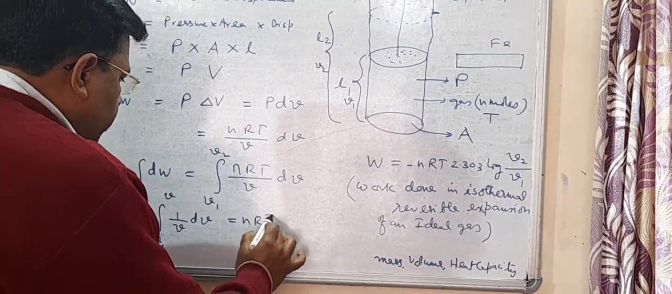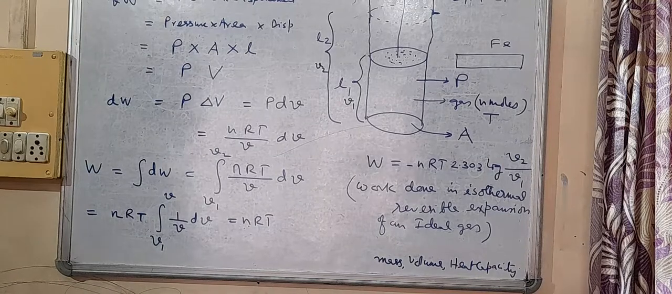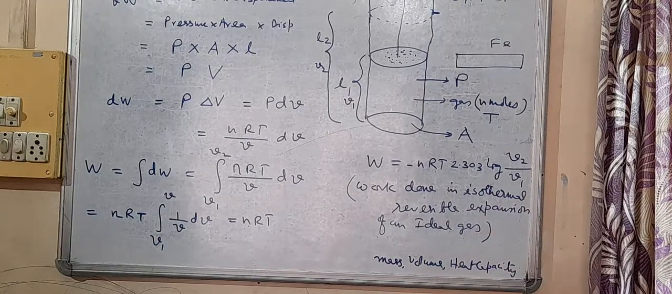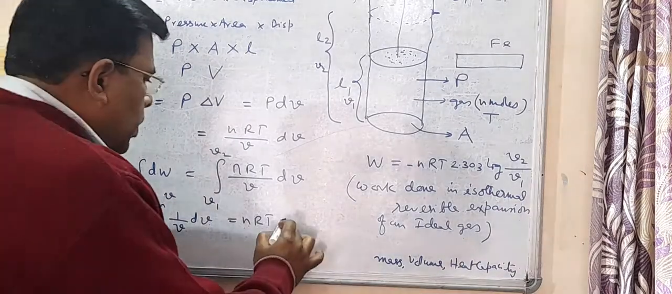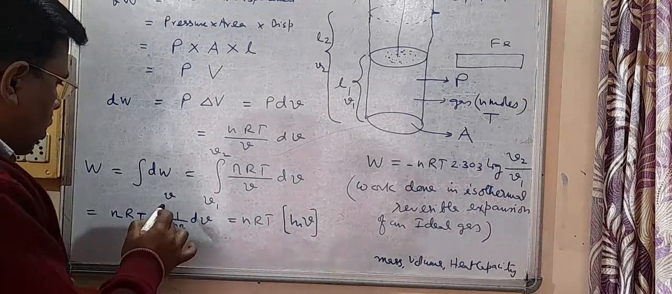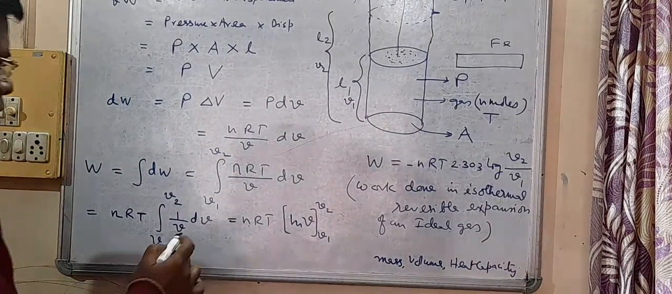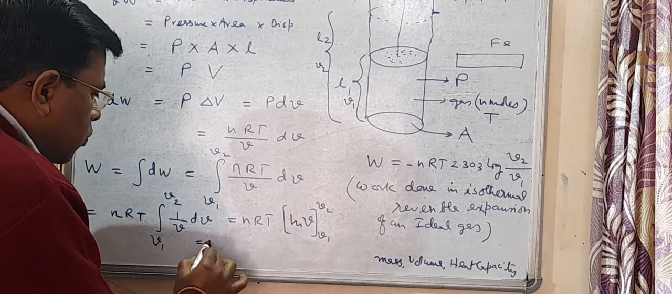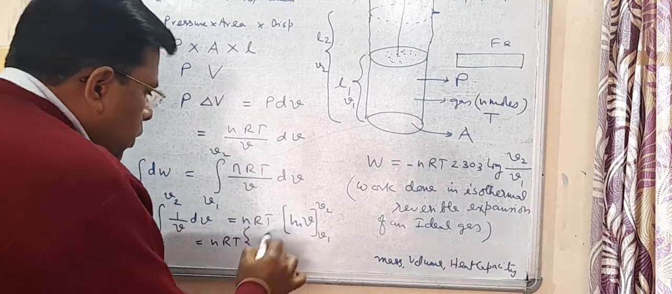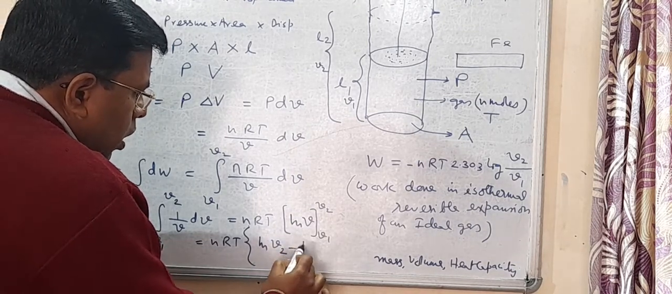So that is nRT. Now 1 by V dV is a standard form of integration. You must know, or you should know, that the integration of 1 by x dx is ln x. Similarly, the integration of 1 by V dV will be ln V. Ln is the natural logarithm. So here the limits are V1 to V2. Now we obtain this value this way: it will be ln V2, first putting this value, then minus ln V1.